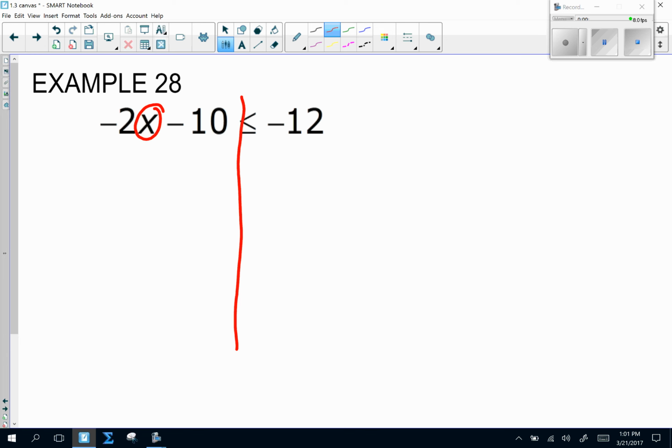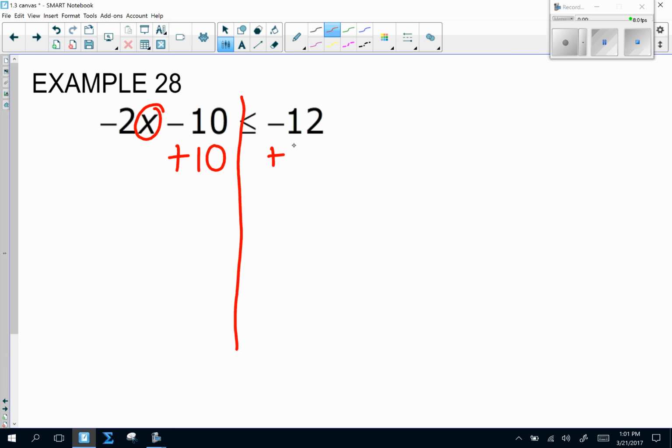First thing I want to do is get rid of the constant, the plain old number, the number that is not attached to the letter. So I have to get rid of the negative 10. By getting rid of it, I mean make it add up to 0 so it'll go away. So I have to do the opposite. So instead of minus 10, I'm going to add 10.